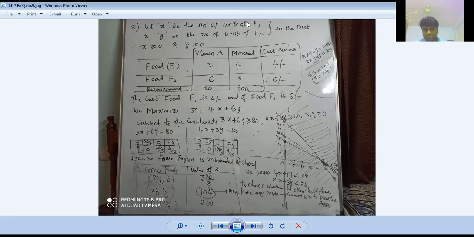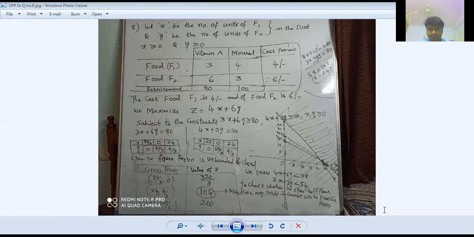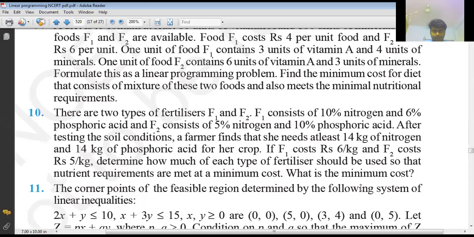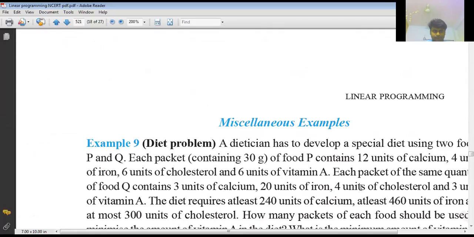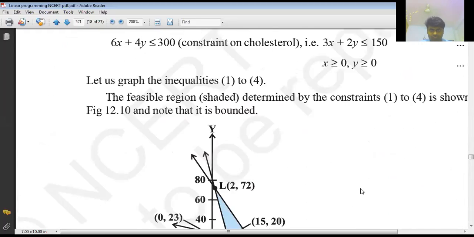And so this is the end of this chapter, and some more problems are there in the miscellaneous exercise, so you have to practice them. Okay, so let us see one or two questions in miscellaneous, which are very important. There are also some examples in miscellaneous, and you have to understand those.